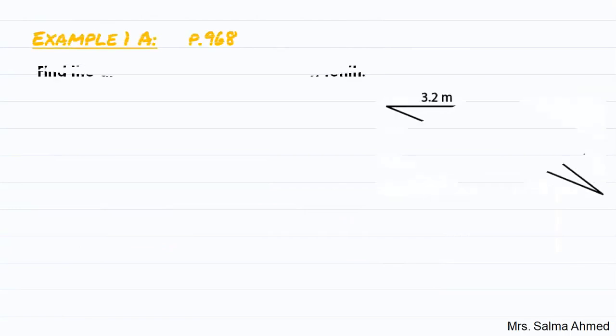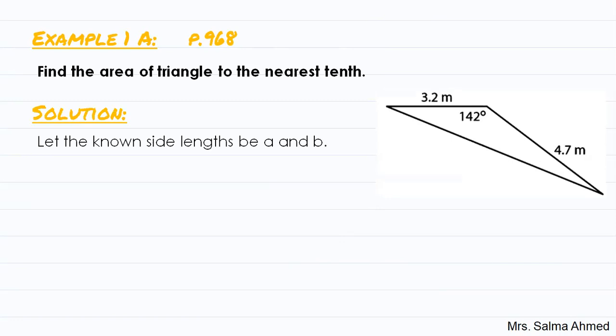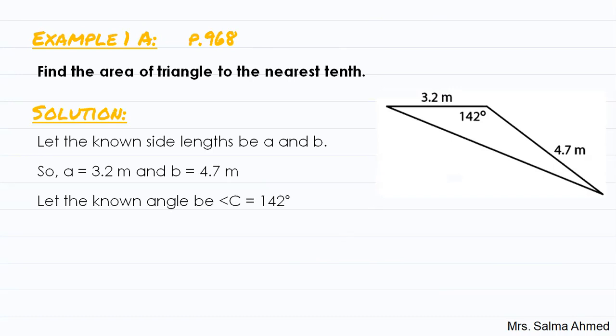Let's apply. If I have this triangle and I need to get the area for this triangle to the nearest tenth, here I have 2 sides, 3.2 meters and 4.7 meters, and the included angle 142 degrees. So I'm going directly to apply the rule by assuming that the 2 sides are A and B. So A equals 3.2 meters and B equals 4.7 meters. And the included angle is angle C, which is 142.